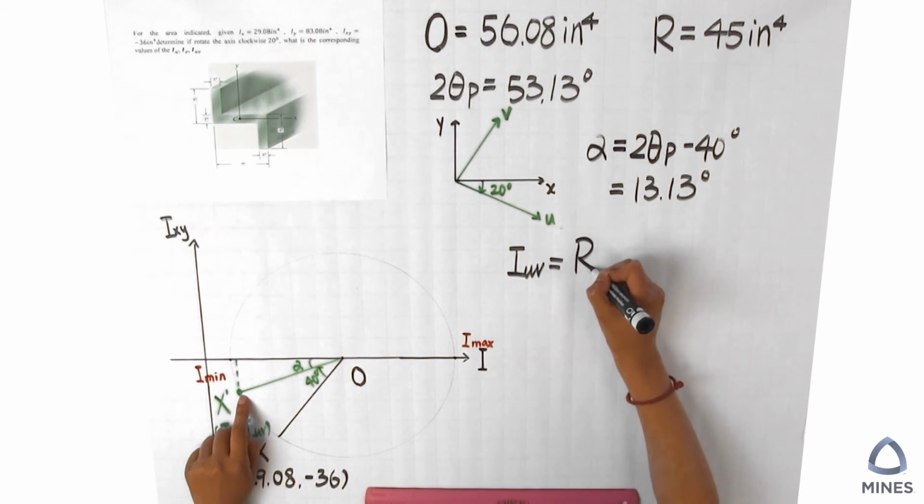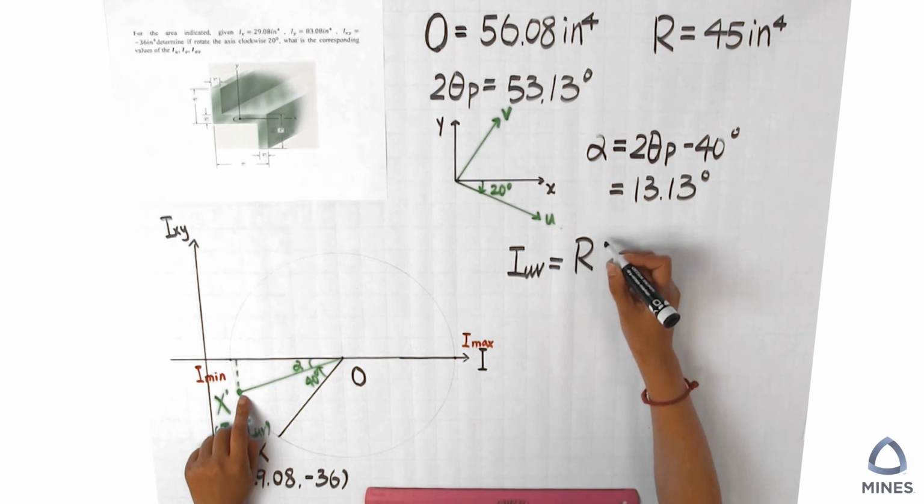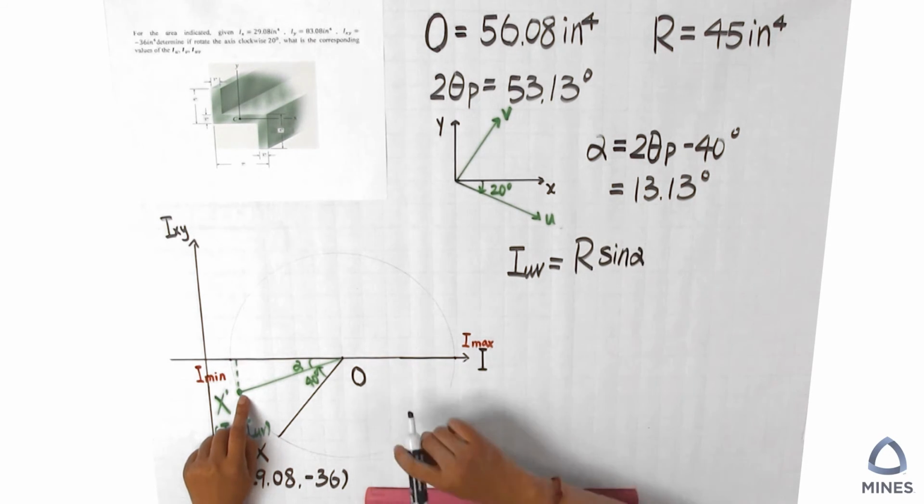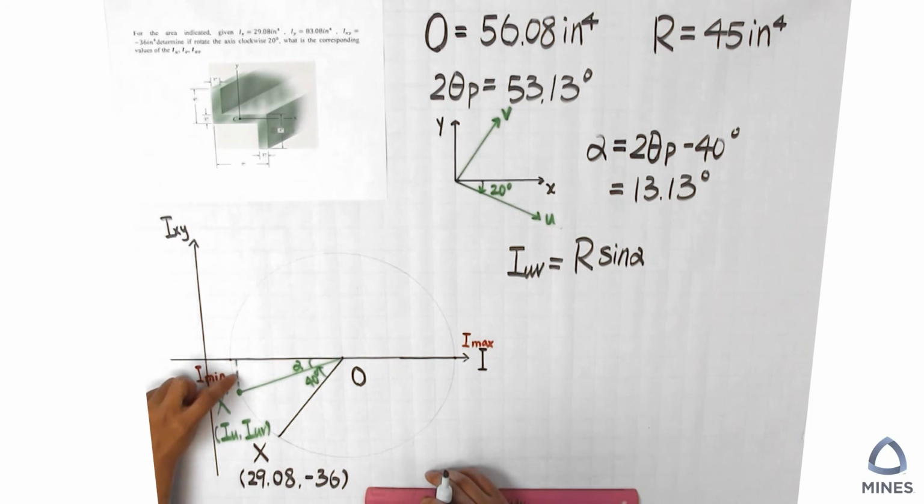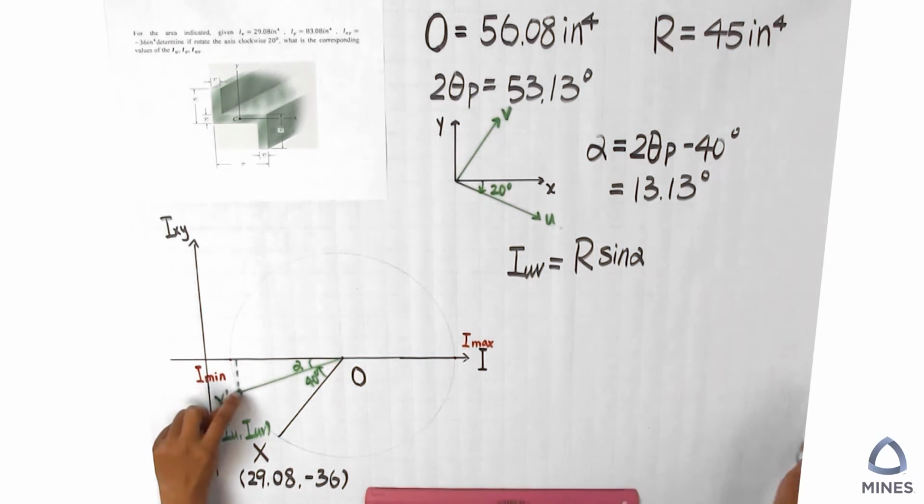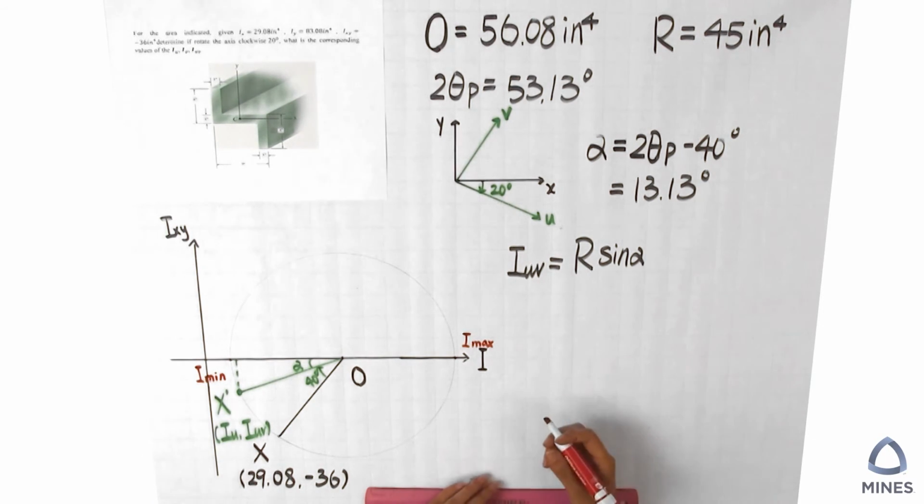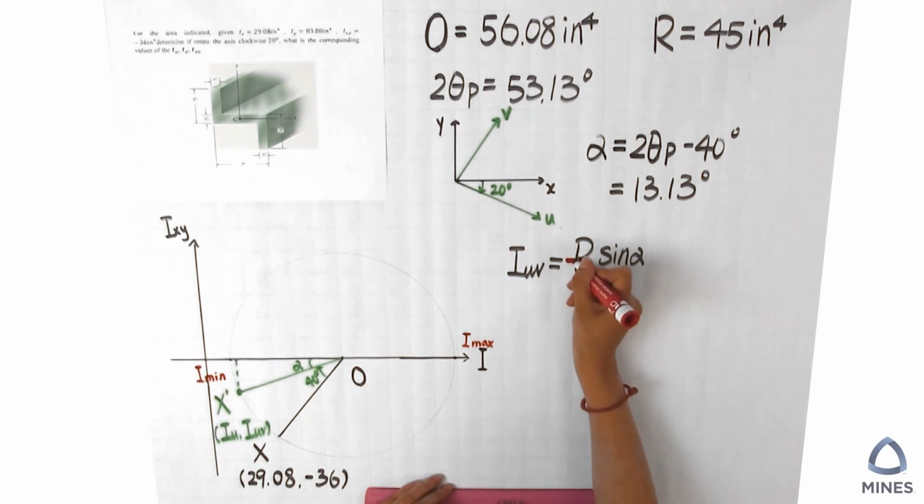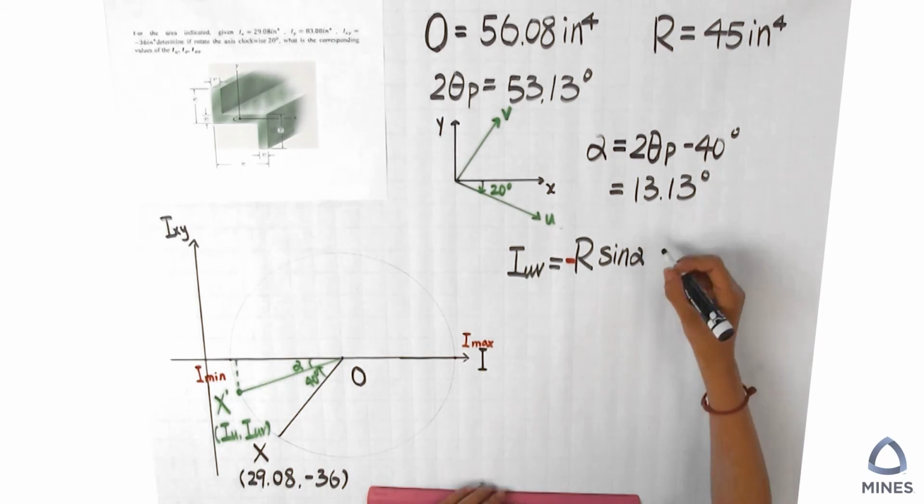So as I explained, the IUV is going to be the green line, which is the radius of the Mohr circle, and then multiplied by sine alpha. However, take a look at this green dashed line here. It is in the negative IXY region. So which means we have to add a negative sign.